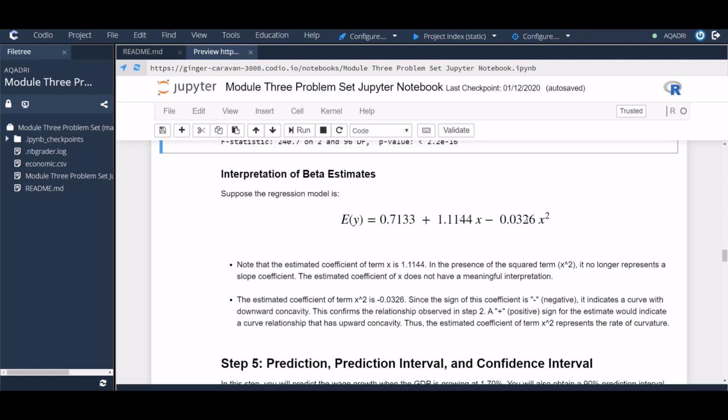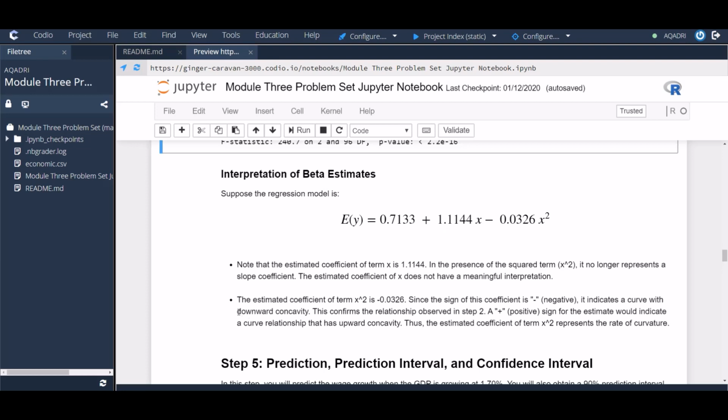So in the presence of the squared term here, because we have a quadratic model, it no longer represents a slope coefficient. So this is not a slope coefficient, so you cannot do the same interpretation that you've been doing in the last 2 weeks. In fact, the estimated coefficient of x, 1.1144, does not have a meaningful interpretation at all. So there's really no meaning in doing this kind of interpretation when you have a quadratic model. So you just simply ignore this piece here.